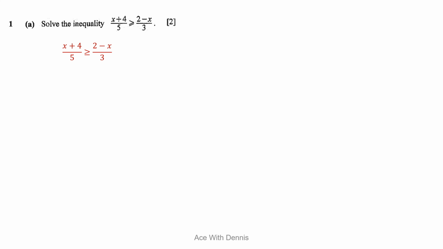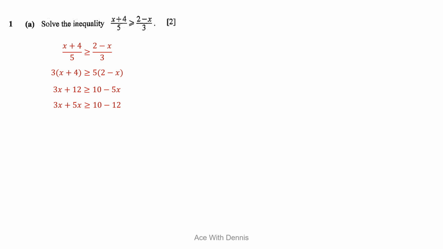So the first thing we need to do is cross multiply this inequality. Then we'll get 3 times (x plus 4) greater than or equal to 5 times (2 minus x). Then the next thing we need to do is expand the bracket. We get 3x plus 12 greater than or equal to 10 minus 5x.